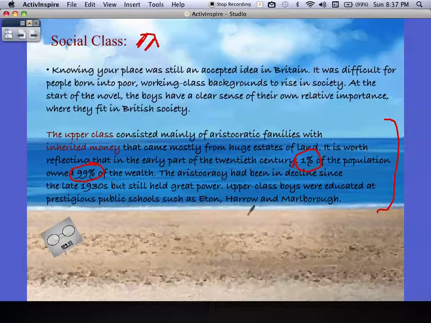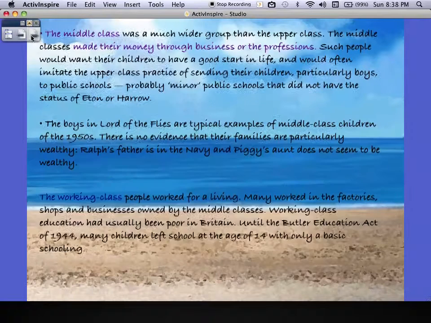And most upper class boys were sent to very, very prestigious, expensive schools like Eton, Harrow, Marlborough. Eton is where the King of England went to school. It's where William and Harry went to school. Very, very upper class. Even if you had the money, you couldn't get into Eton or Harrow if you weren't in the upper class.